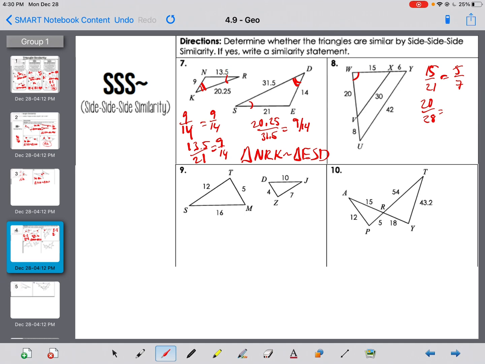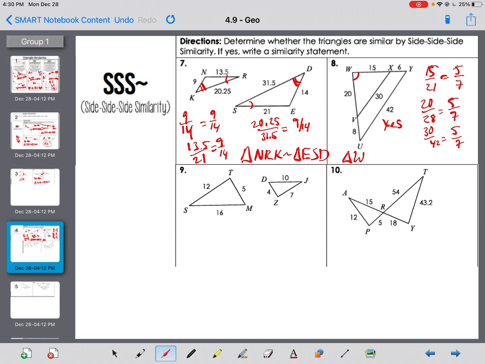Let's do, so it'll be 20 is the short side and 28 is the long side. 4 goes into this 5 times and 7. Oh, it's looking pretty good. And then we've got the short side, 30 over 42. 6 goes into the 5 times and 7 times. They're all 5/7. So, yes.